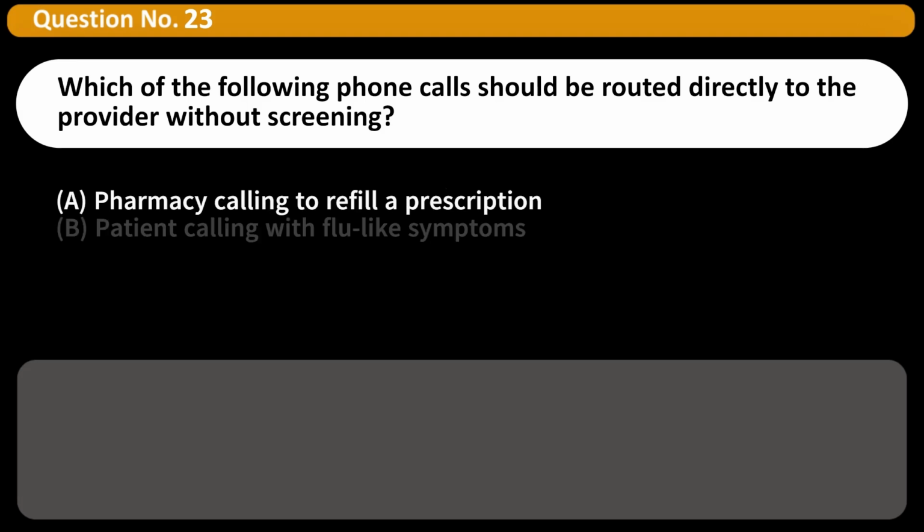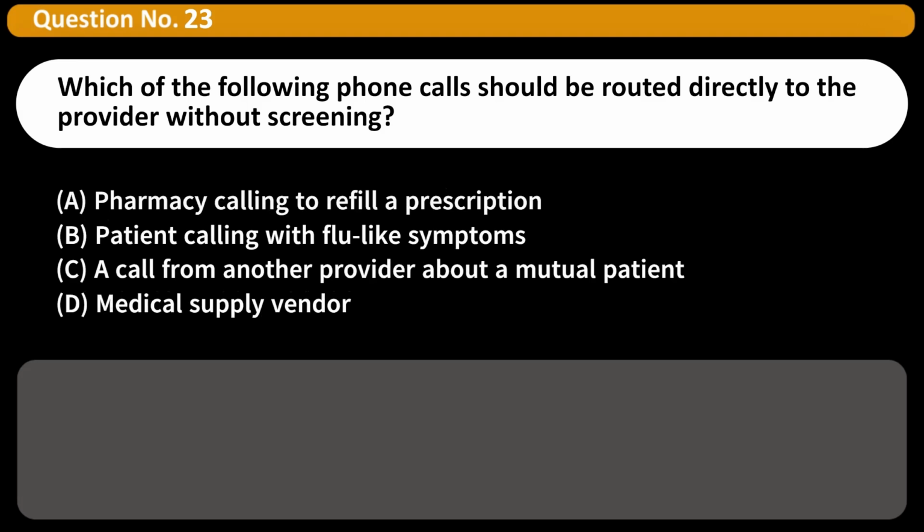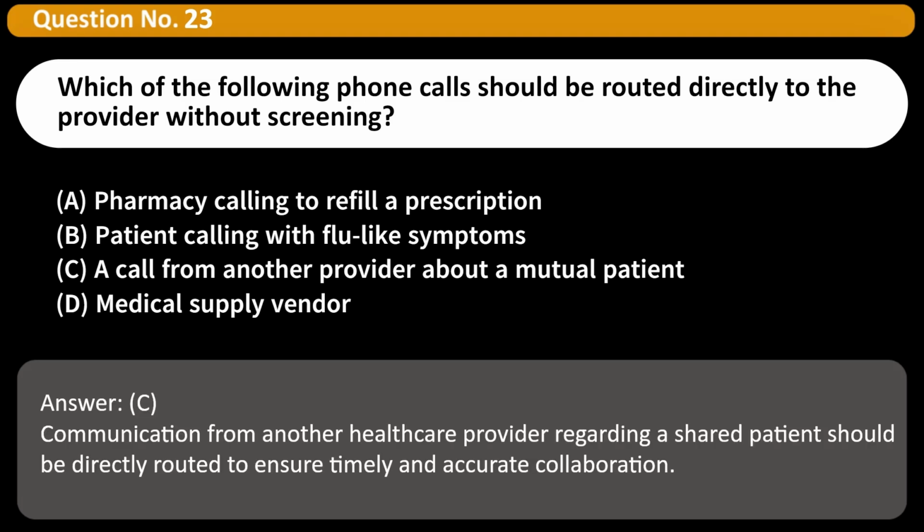Which of the following phone calls should be routed directly to the provider without screening? A. Pharmacy calling to refill a prescription. B. Patient calling with flu-like symptoms. C. A call from another provider about a mutual patient. D. Medical supply vendor. Answer: C. Communication from another healthcare provider regarding a shared patient should be directly routed to ensure timely and accurate collaboration.